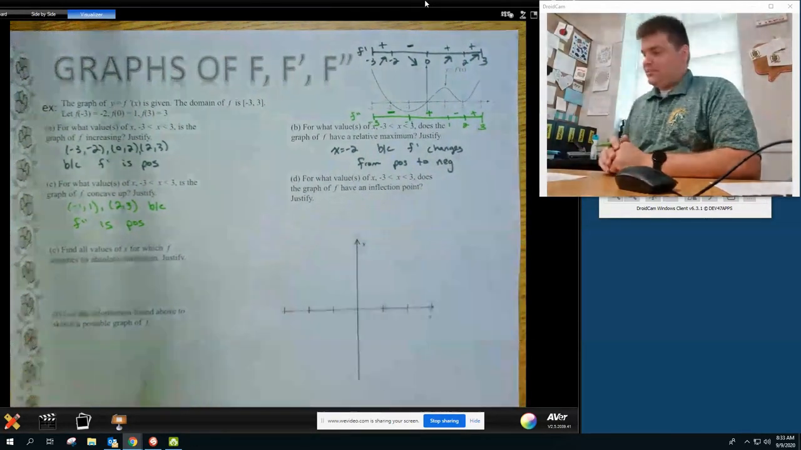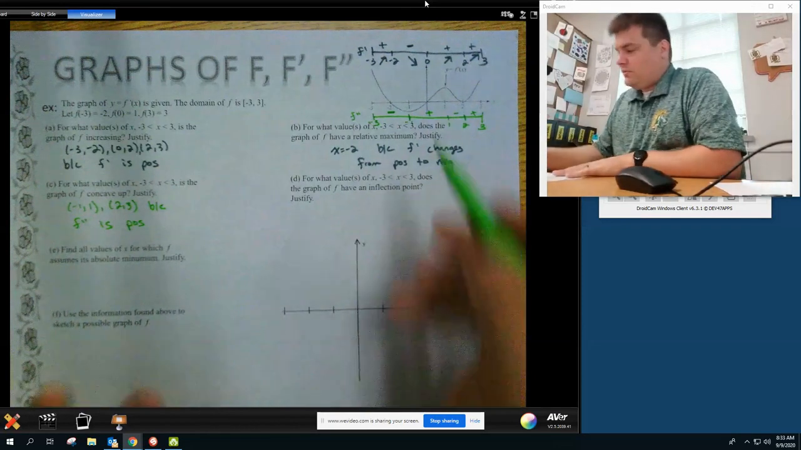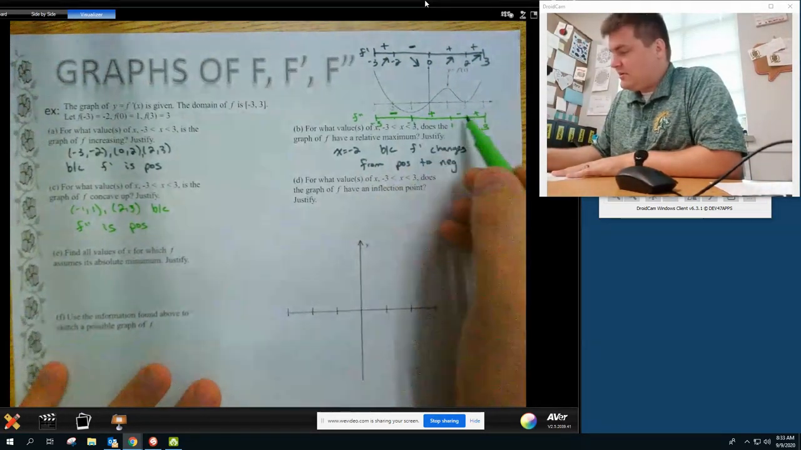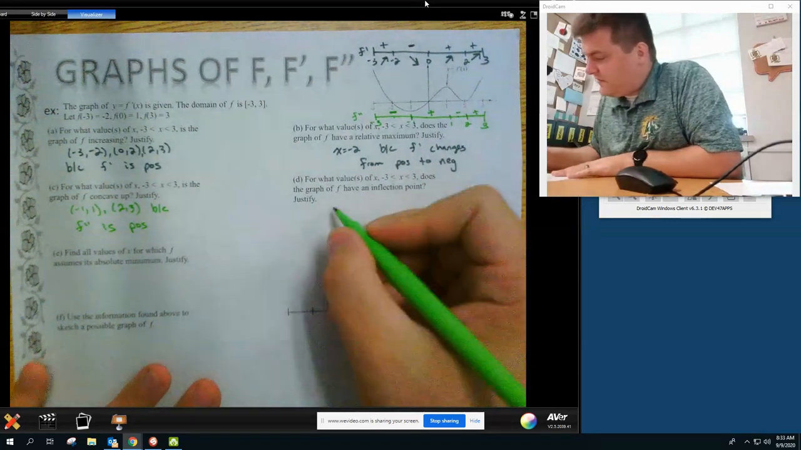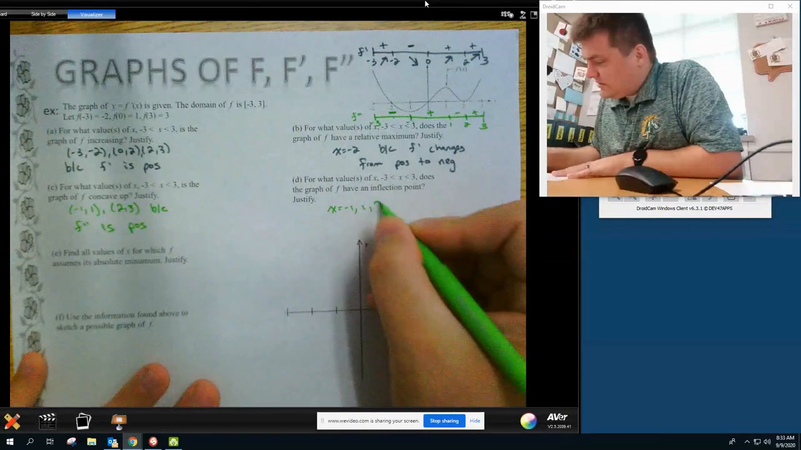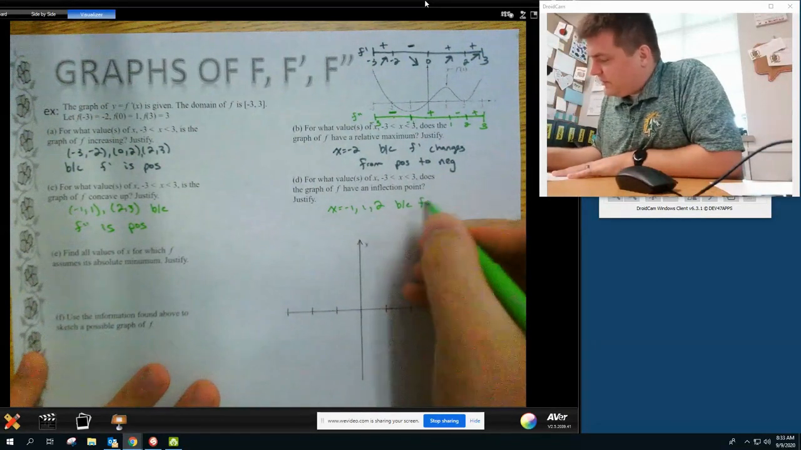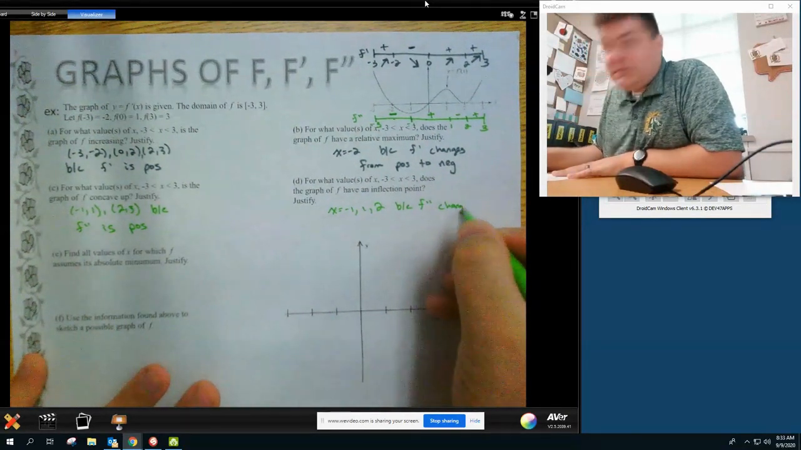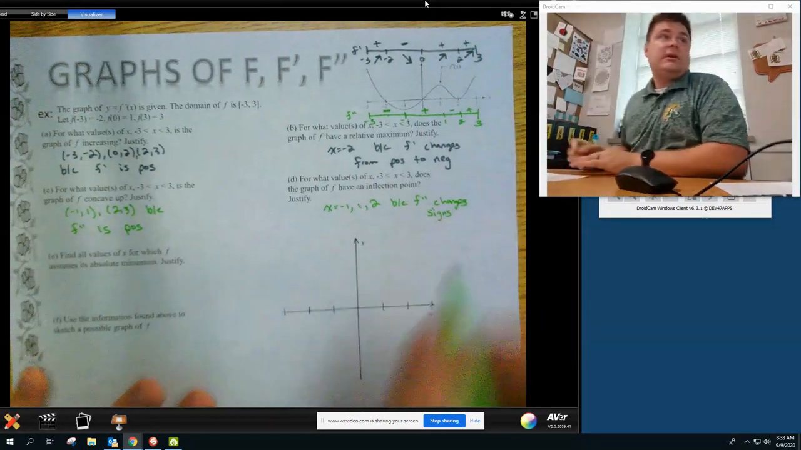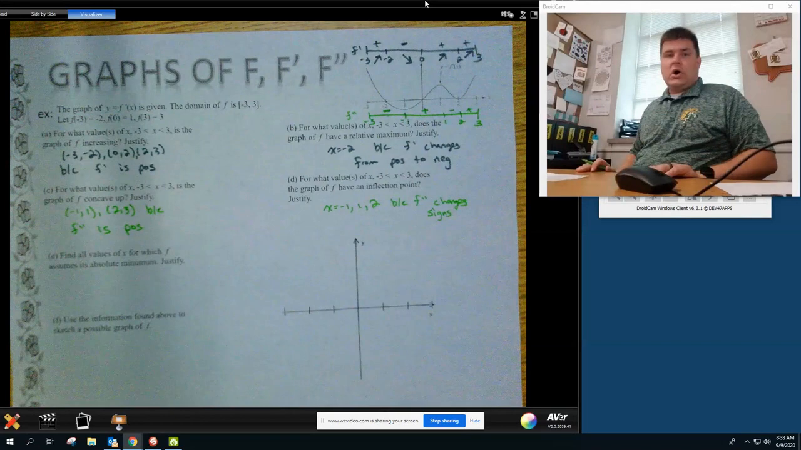Where do we have an inflection point? Well, that's again when we change signs. So when we're changing signs, here, here, and there. So we have an inflection point at x equals negative 1, 1, and 2, because f double prime changes signs. And there we go. That's all you need to do.